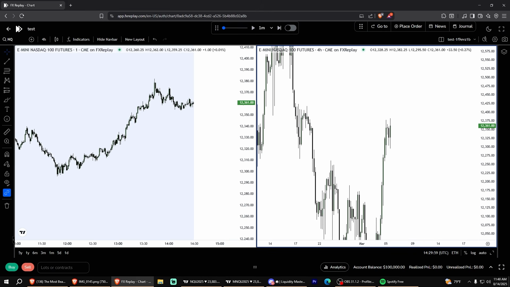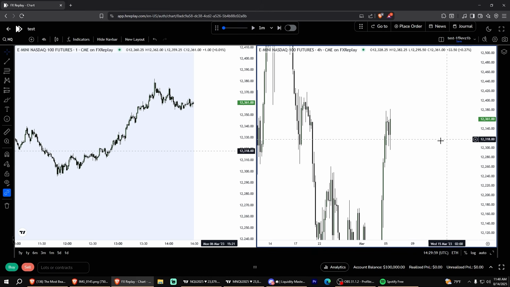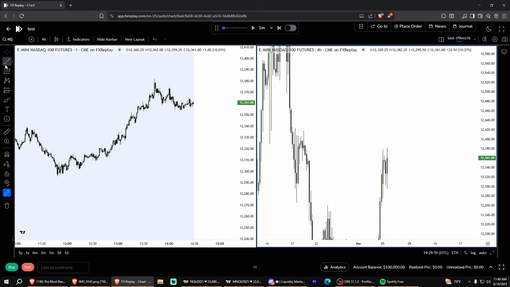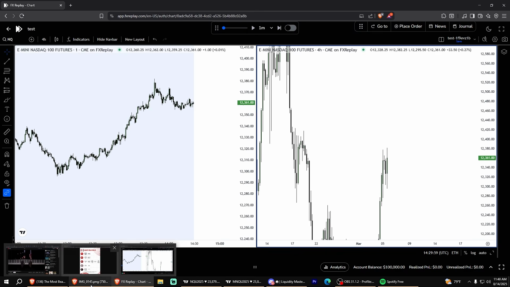For all of you saying 3, you're wrong. We have about 5 confluences to the draw on liquidity right now. Ready? One, we have trendline liquidity here. It's not too steep. This would be B on the tier list.